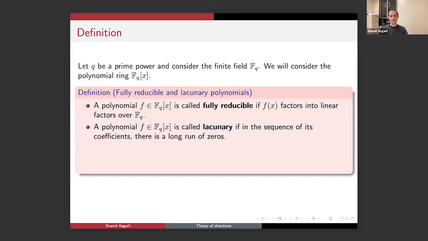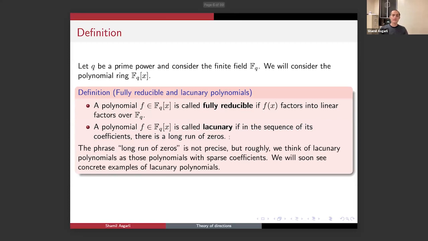We also have another definition, which is lacunary. A polynomial is called lacunary if, in the sequence of its coefficients, there's a long run of zeros. There's a lot of zeros. Now, this phrase, long run of zeros, is not precise, but intentionally so. It turns out that in different contexts, it means different things. But generally, you want to think of lacunary polynomials as those polynomials with sparse coefficients. So they have relatively few non-zero coefficients. A lot of the coefficients are zero.